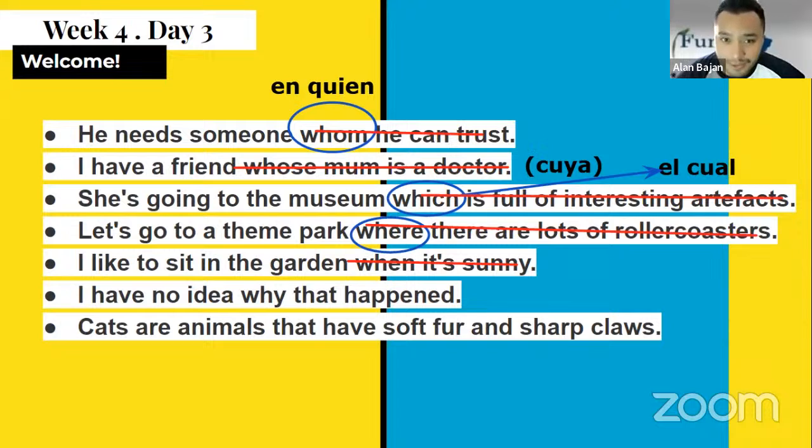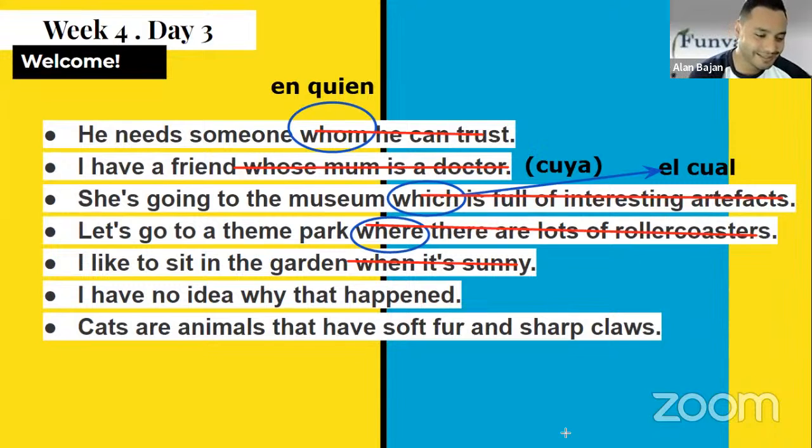Okay, are we understanding defining clauses? The same name is telling us. Es para definir, it's to define something. If you understood, say yes. Nobody understood? Okay, okay. We will continue.